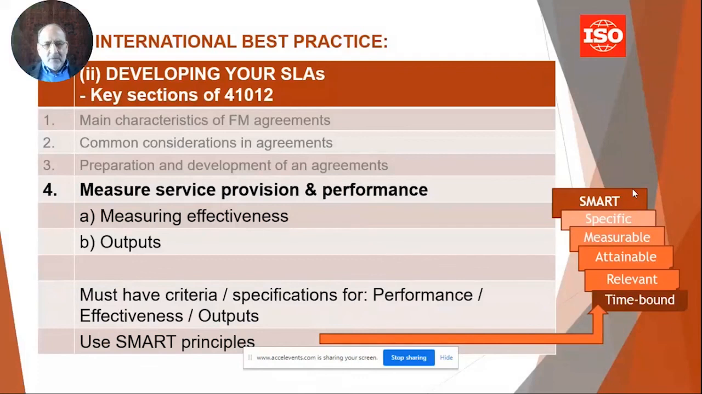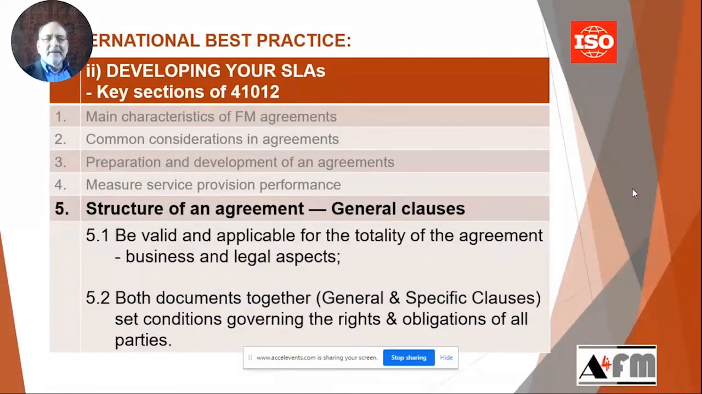Okay. So this is the heart of the standard, and it looks at measuring effectiveness and outputs. And there we say to you clearly that these things need to be done in the SMART principled way. They need to be specific, measurable, attainable, relevant, time-bound. And that is the heart of your service level agreement. Please make sure that you focus on that.